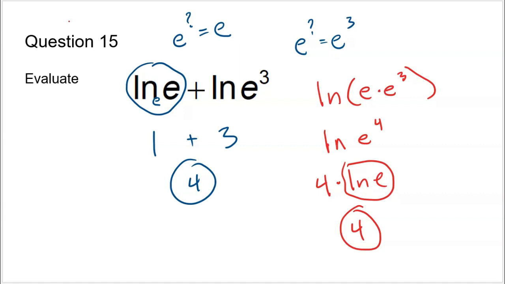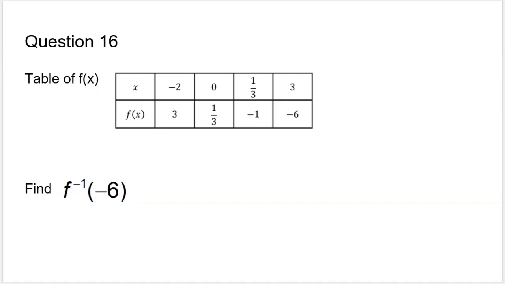So that is why natural log of e is 1. All right, so in this problem here, back to another inverse problem. So we have a table of values for a function f. We're asked to find the inverse of the function when f is -6. So I'm going to plug -6 into the inverse.